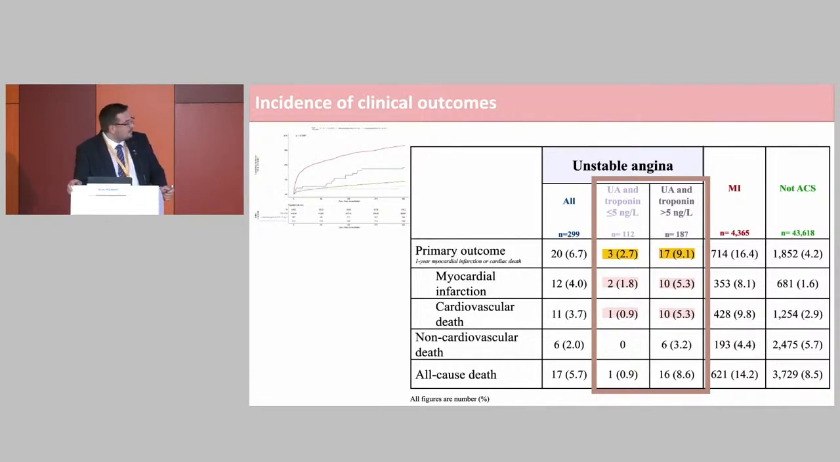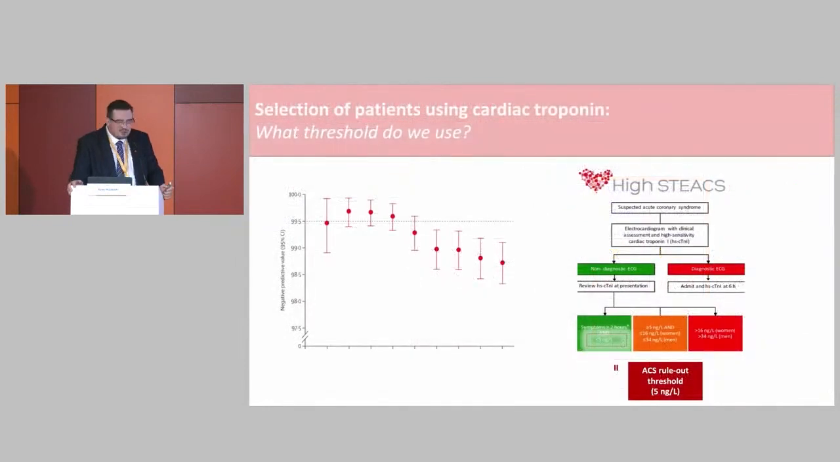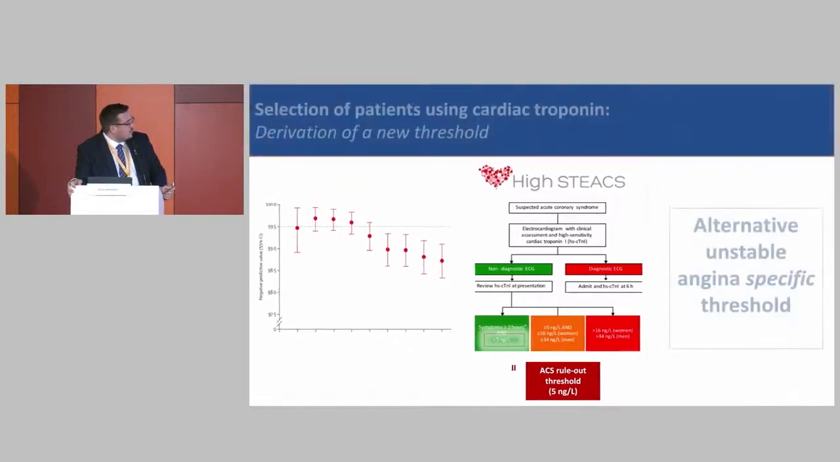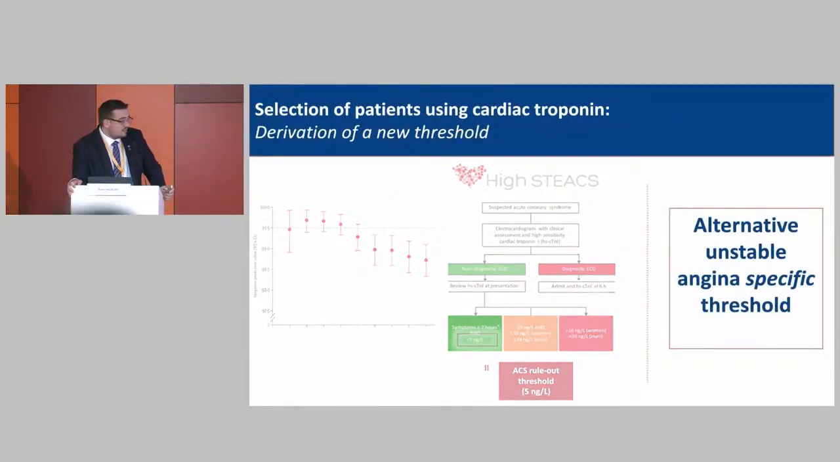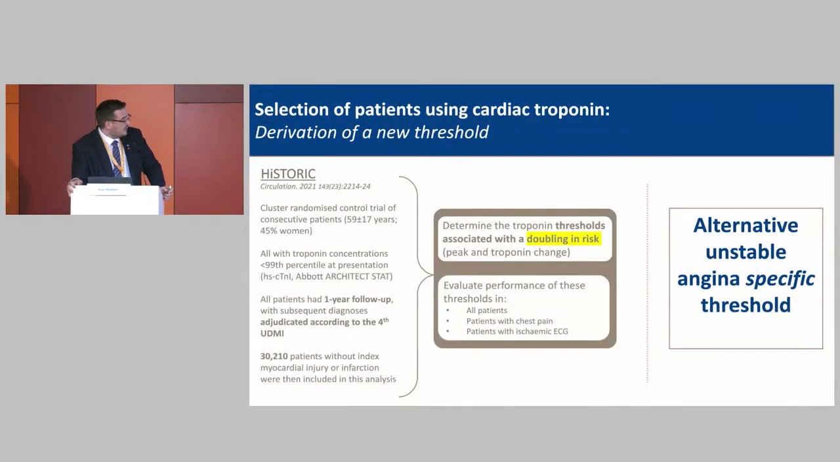But can we use less than 5 in practice? Probably not. It's a rule-out threshold used to free up time in busy emergency departments and direct the right care to patients who are suspected of myocardial infarction. And do we instead need to have a more bespoke threshold for unstable angina? And that leads us on to the second study that I'll present today.